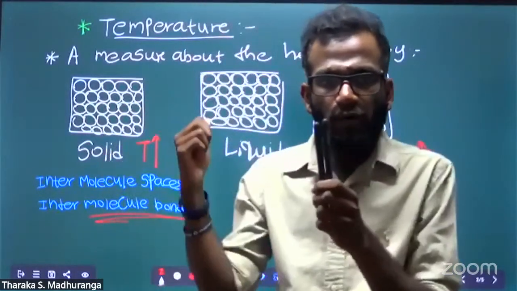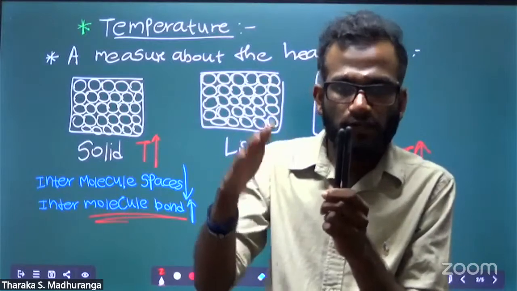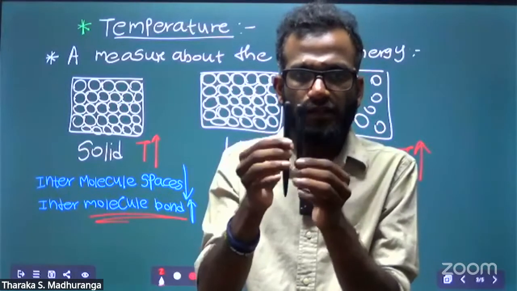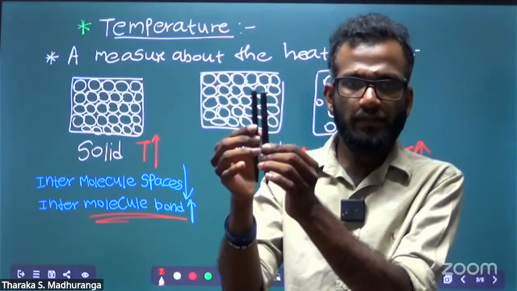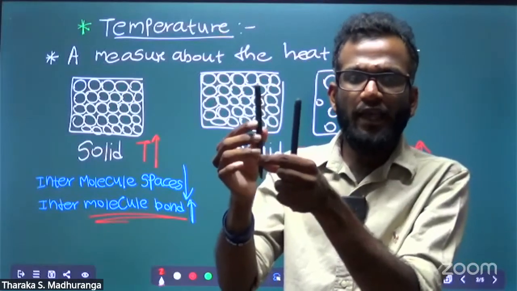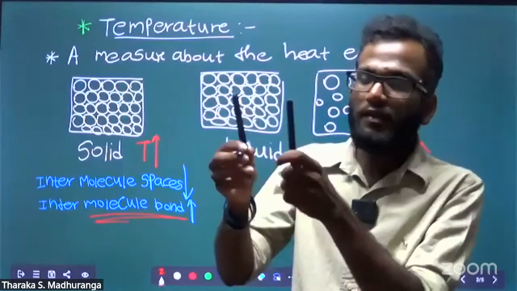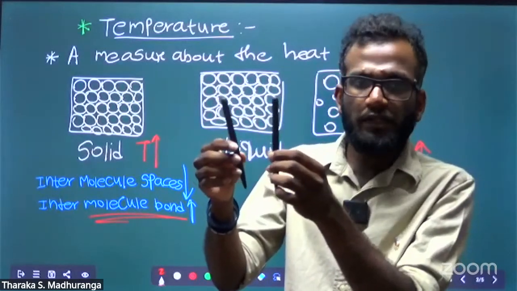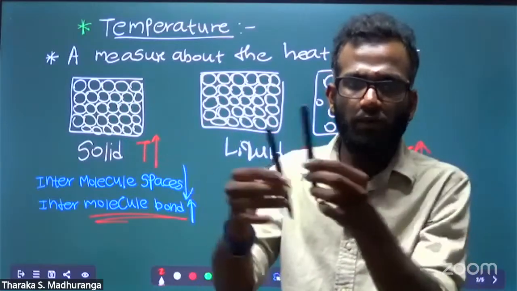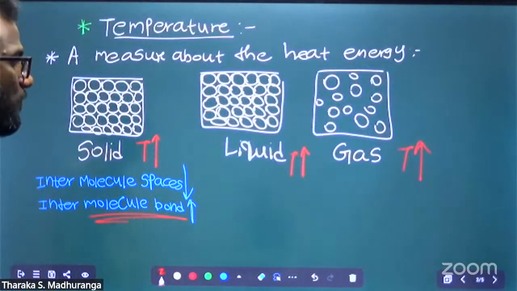Okay. Now, if we consider liquid, comparatively the bond is less strong than solid. Therefore, when we increase the temperature, they can expand and vibrate like this. If we consider gas, they have weak bonds and their spaces and gaps are very high. Now, when you increase the temperature, they can expand like this, they can vibrate like this. They can move freely. They have more space. Therefore, gases have more capability to expand.